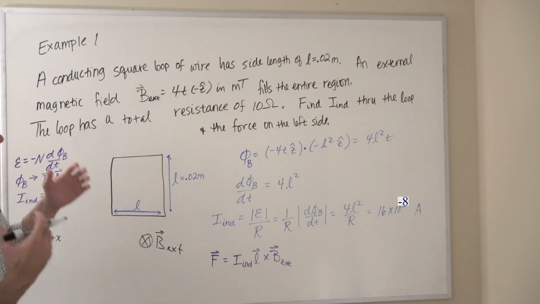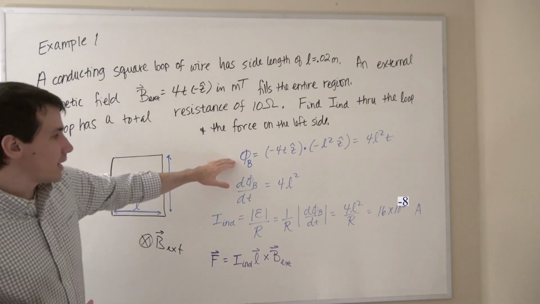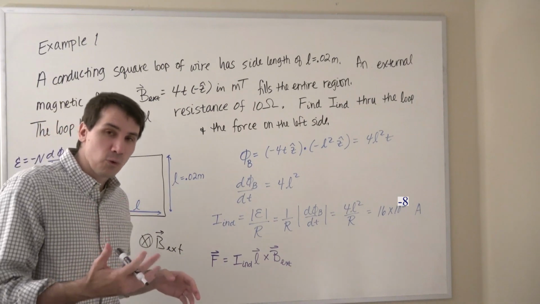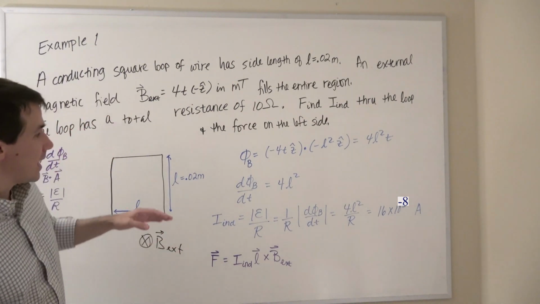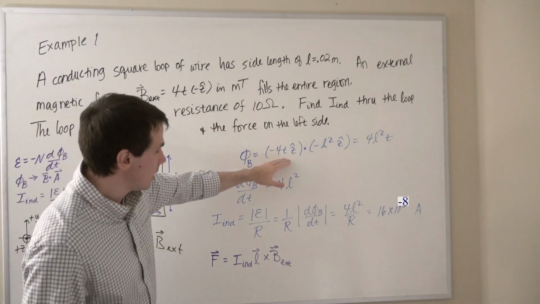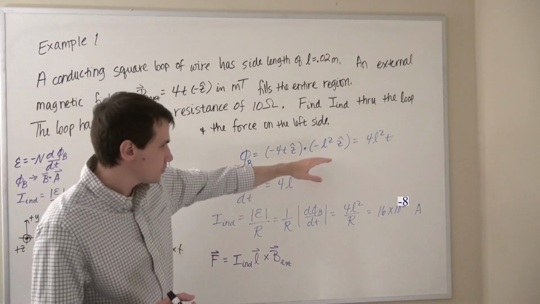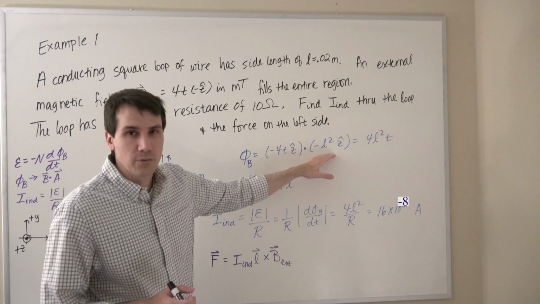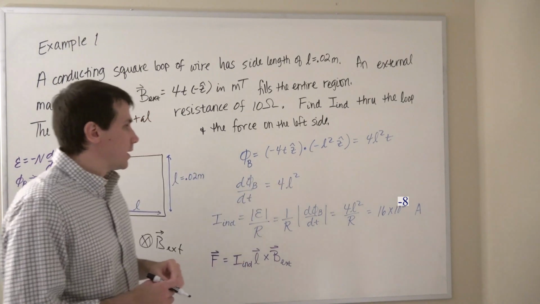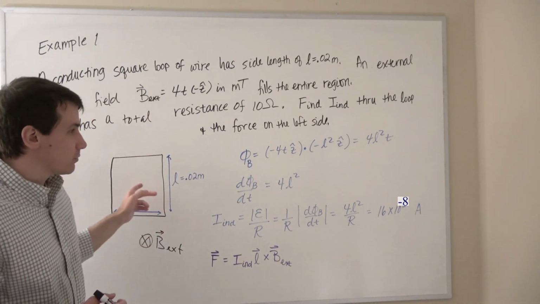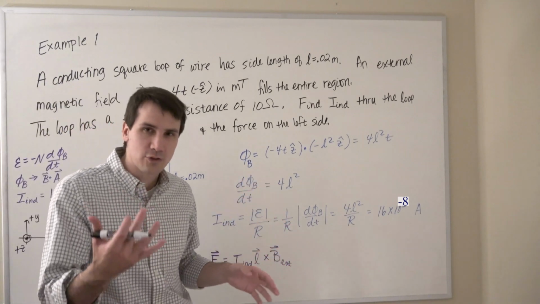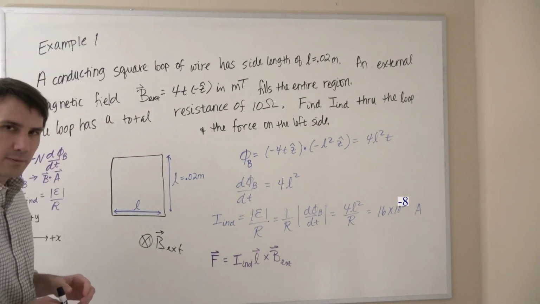Okay, now what we can do is write down an explicit equation for our magnetic flux. That is, we write down our external magnetic field, and we dot it with our area vector. Now, our area vector looks like L squared, and we have to pick a direction for this area vector.